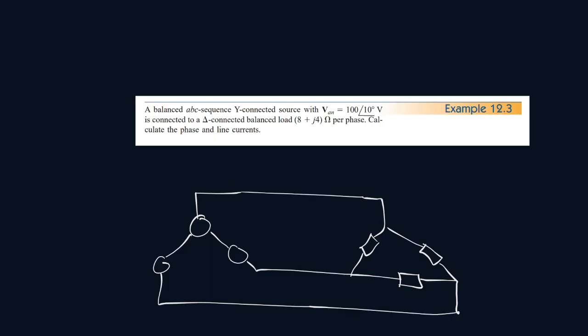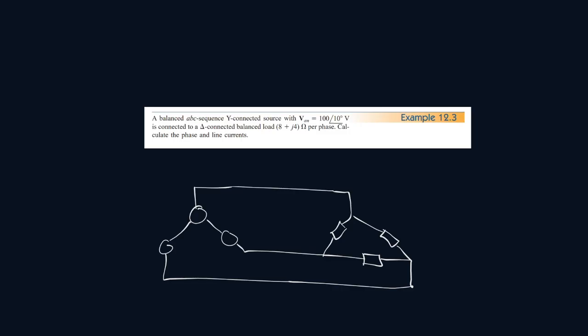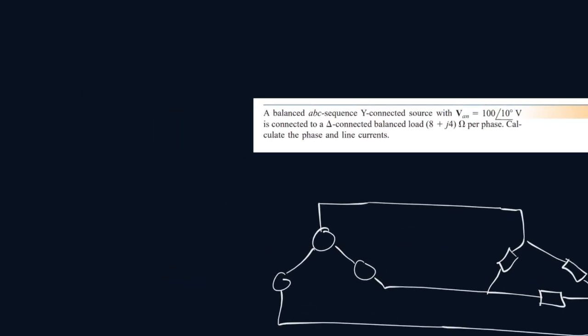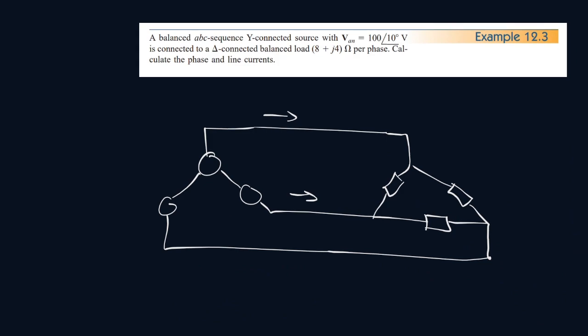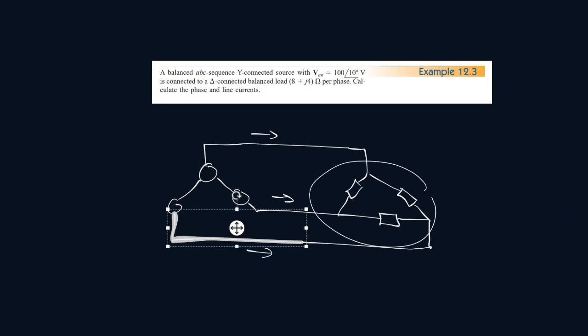And pretty much we need to calculate the phase and line currents. Sorry, there's no phasor voltage. So calculate the phase and line currents. We can easily calculate the line current, but to calculate that, we have to convert this from delta to Y transformation. So this is how we can do it.